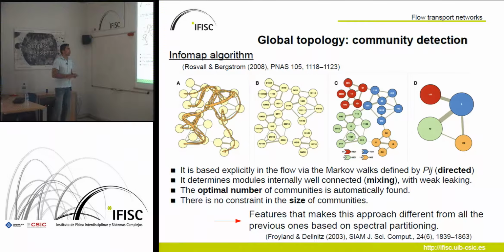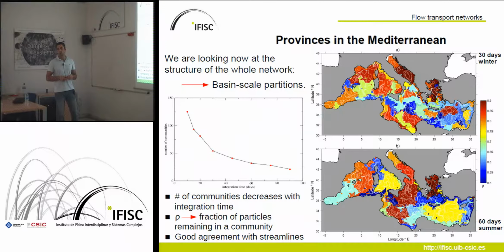This is, for example, the output for two of the network. So we get this partition in regions of the ocean that correspond to areas well connected internally by the flow, but with not so much exchange of water between each other. This is the hydrodynamical interpretation of community in our network.